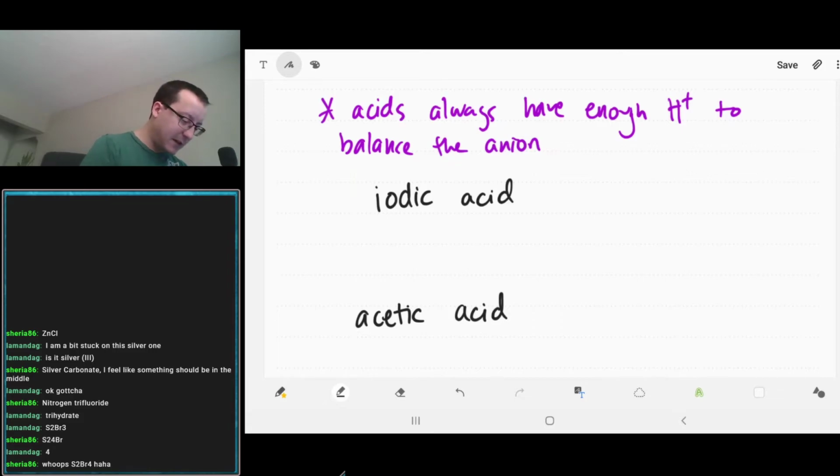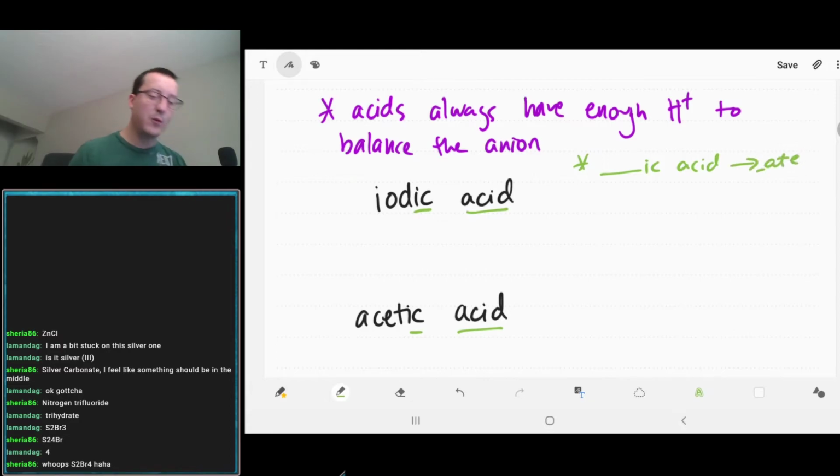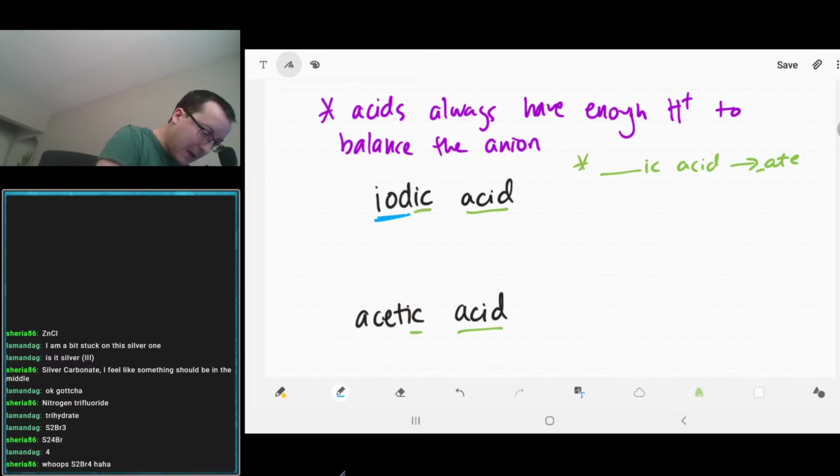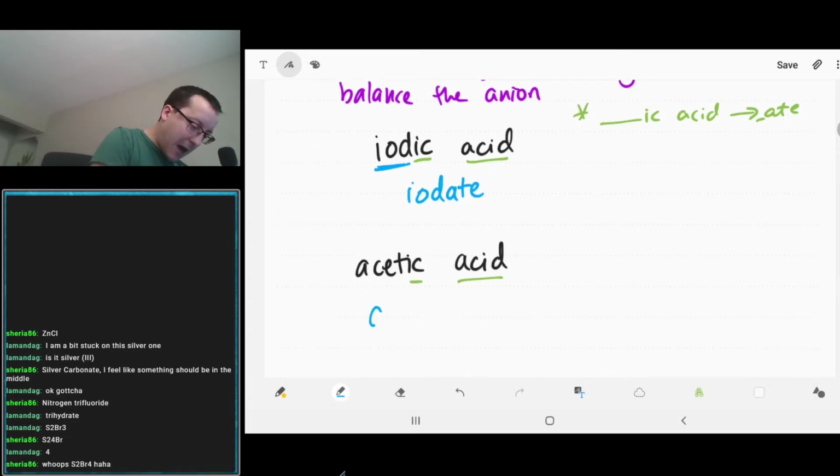Alrighty, so both of these have that ic acid, which means they came from things with ate. Remember, this one came from something that ended with ate. So you have to say, okay, iodate, acetate.